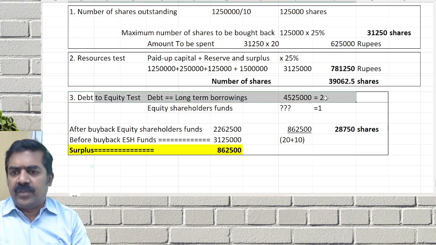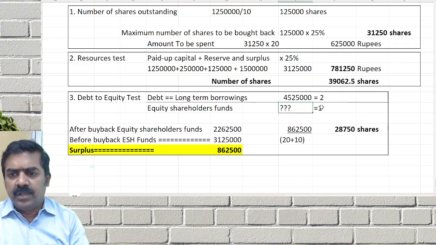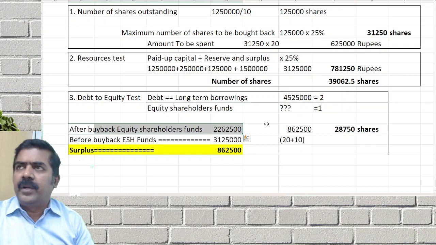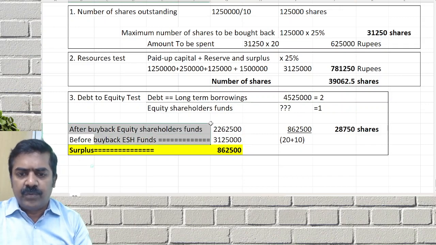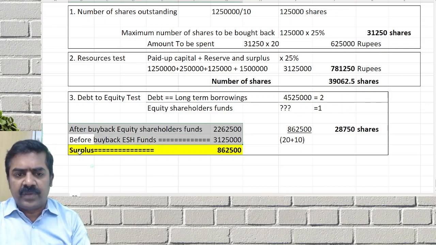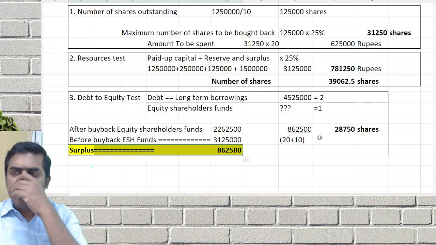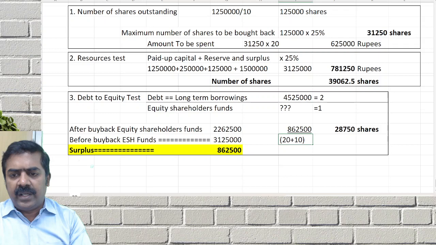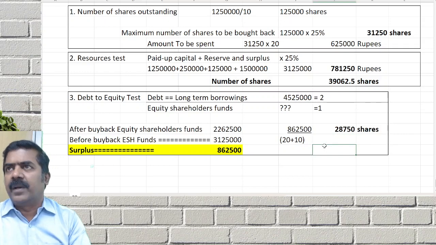If 45,25,000 long-term borrowings is equal to 2, what is 1? After buyback, we need to maintain 22,62,500. Before buyback, we have got 31,25,000. Means there is a surplus of how much? 8,62,500, divided by, for every 20 rupees that is paid, 10 rupees of CR are required. So 28,750 shares we can buy.